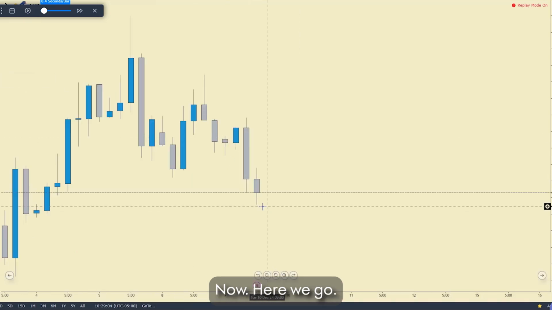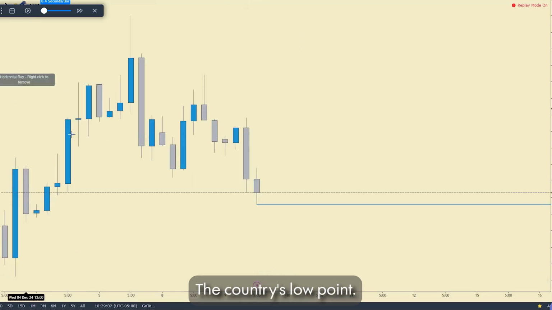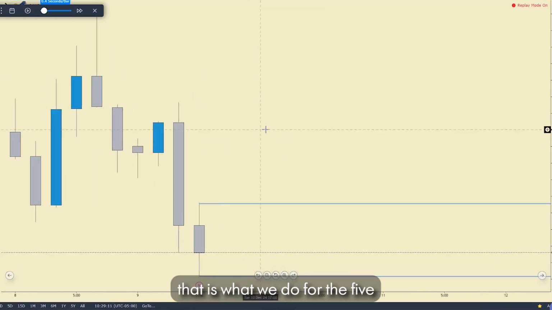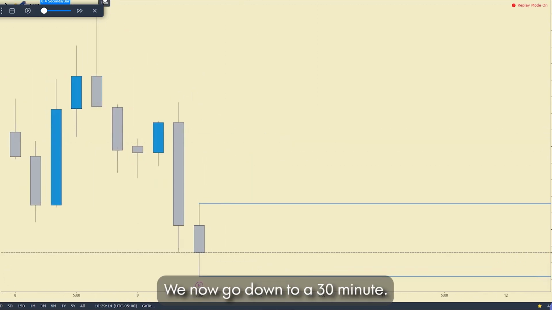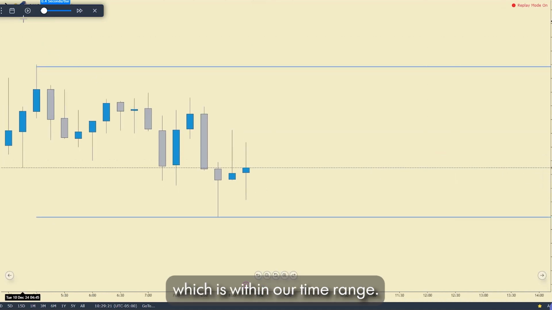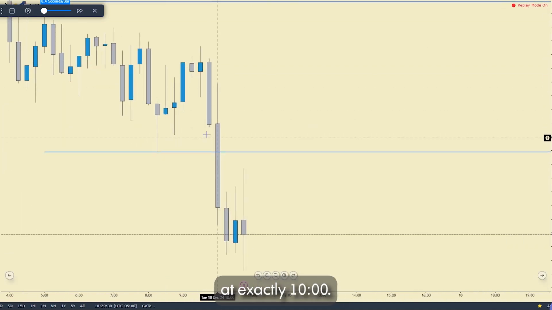Now here we go. Here is our 5 AM 4-hour candle. We mark the candle range low point and we mark the candle range high point. Okay, now immediately that is what we do for the 4-hour time frame. We now go down to our 30-minute, and on the 30-minute time frame we want to look for a sweep which is within our time range. And you see we get this sweep at exactly 10 o'clock.